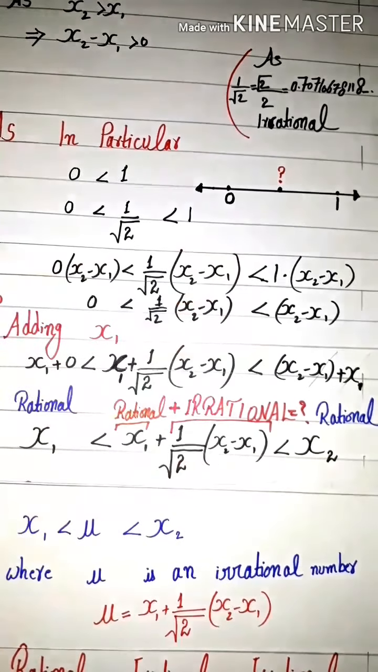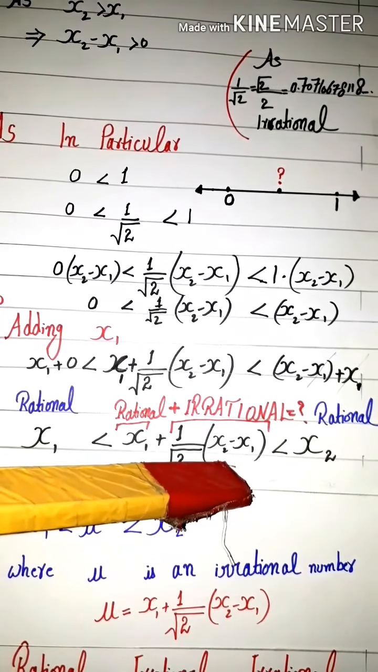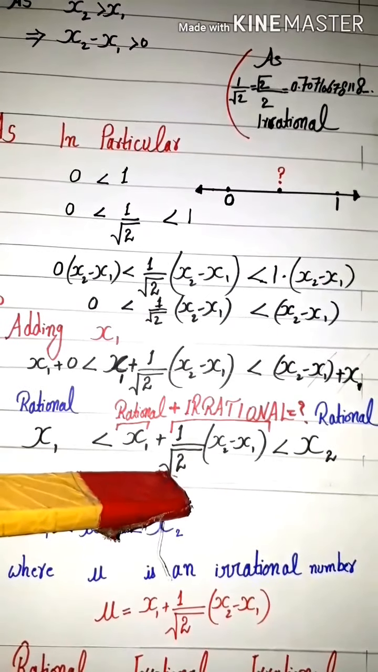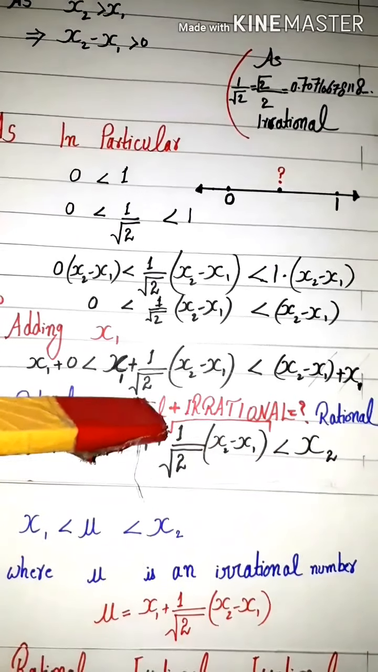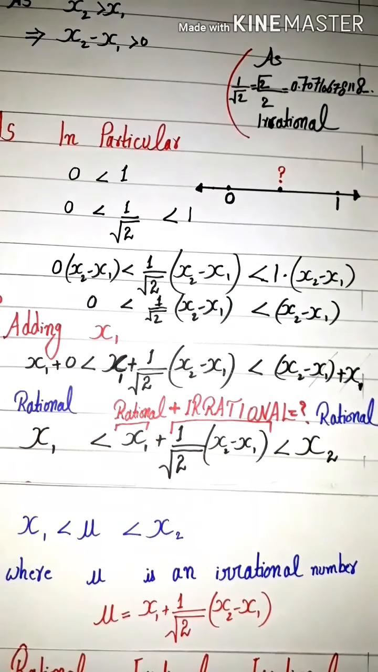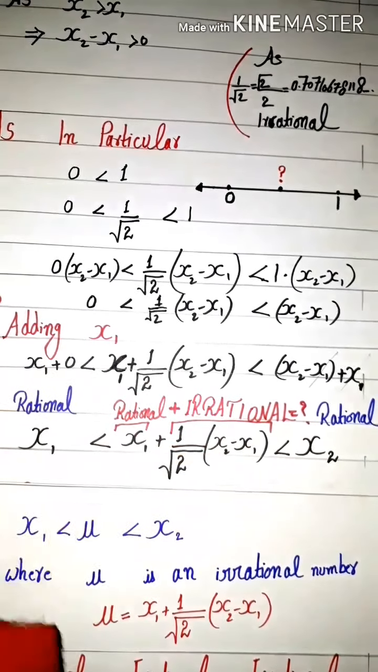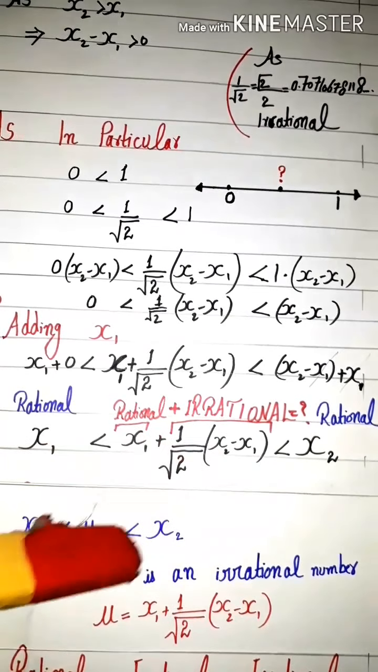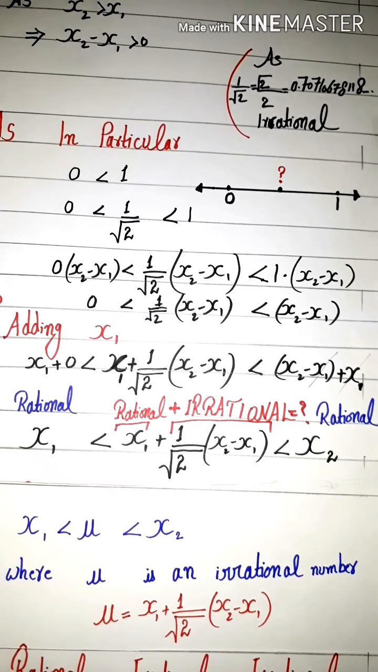Therefore, what is the result? Here the product of a rational and an irrational number is irrational by using the theorem. Also, the sum of a rational and an irrational number is an irrational number. Therefore, this value is an irrational number. Now we introduce mu, and mu is equal to x1 plus 1 over square root 2 into x2 minus x1, where mu is an irrational number.